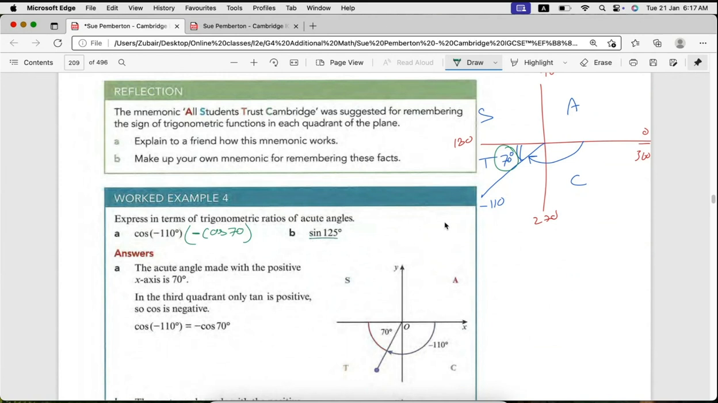If I look at sine 125, this would lie here. I know the remaining angle is, subtracting 180 minus 125, 55. So sine 55, and I'm also checking the signs. That was positive. This is still positive, so no change is required. This is sine 55 straight away. Clear? Yes.